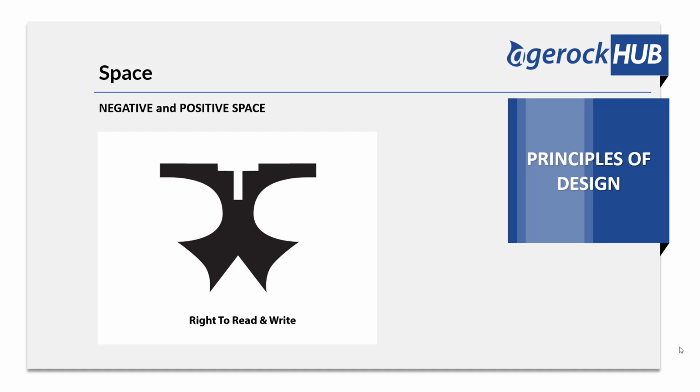In this picture, the negative space presents hidden information, RTRW, which is an abbreviation for Right to Read and Write. So we can see R here, T formed here, R again over here, and W.